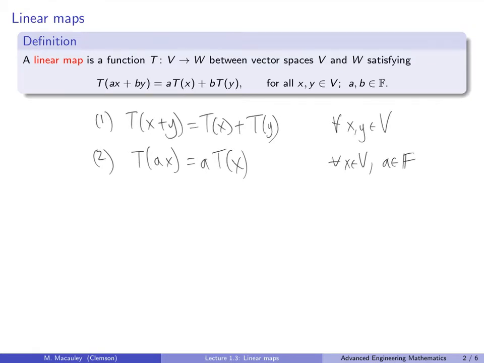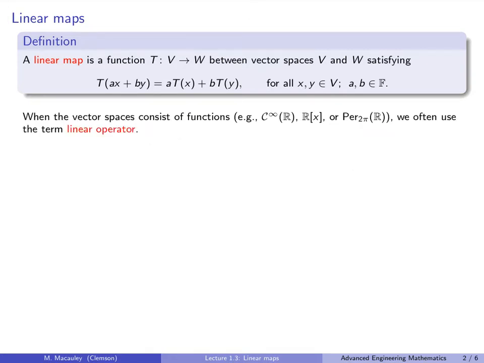So some people prefer this single definition because it's just one condition and it's one line, though it's more complicated, and others prefer these two because this says you can break apart sums and this says you can pull out constants.